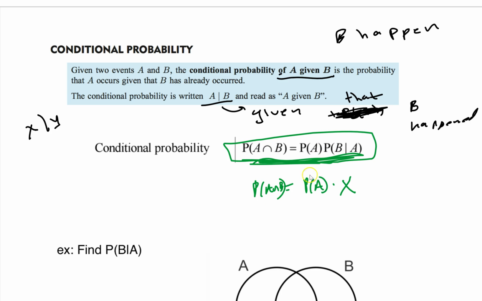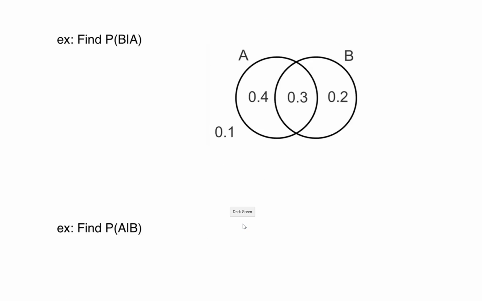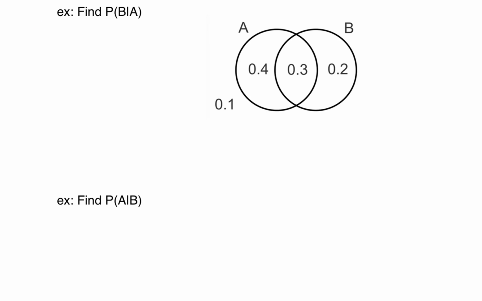I'll show you some where you can kind of think about it logically: okay, this happened, what's the odds of this happening? And I'll give you some other ones where you just use the formula. Let's look at our first example here. Find the probability of B given A. So again, let's think about this logically. They're saying that A happened, right?